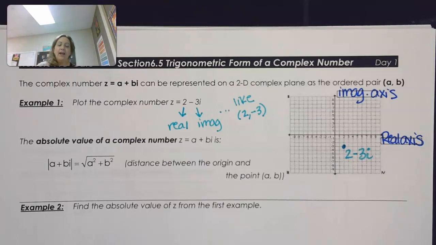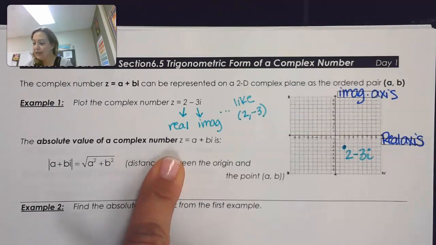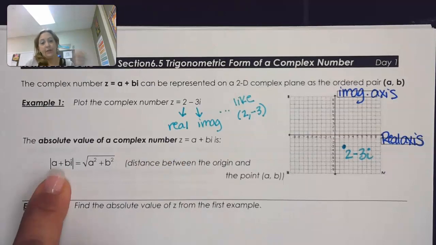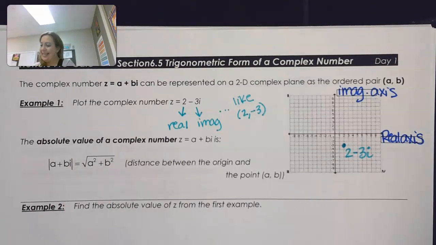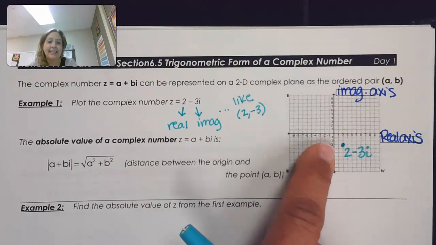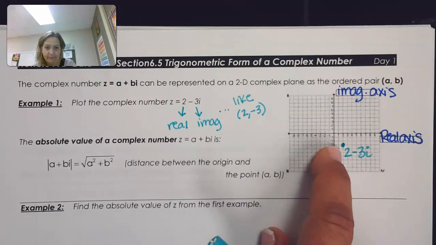Another thing that we look at often is the absolute value of a complex number. The absolute value of a plus bi is just given as the square root of a squared plus b squared. For all intents and purposes, that's the distance between the origin and the specific point that you plotted.